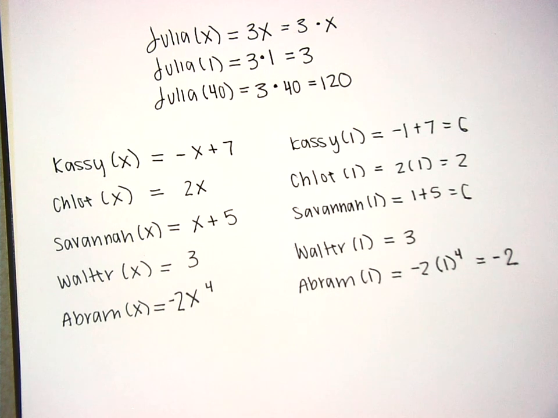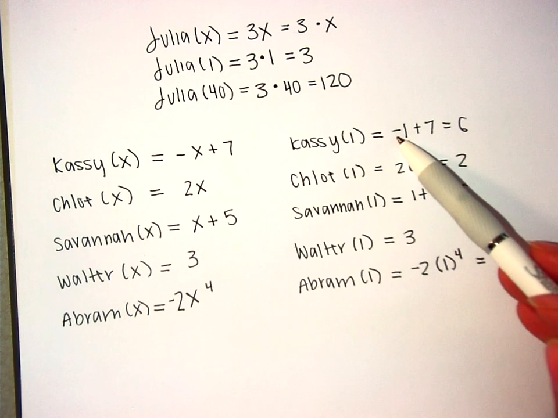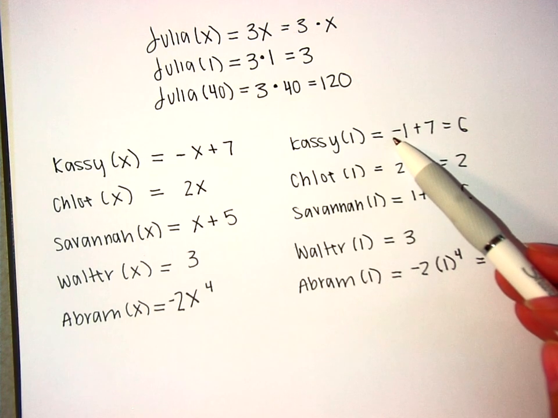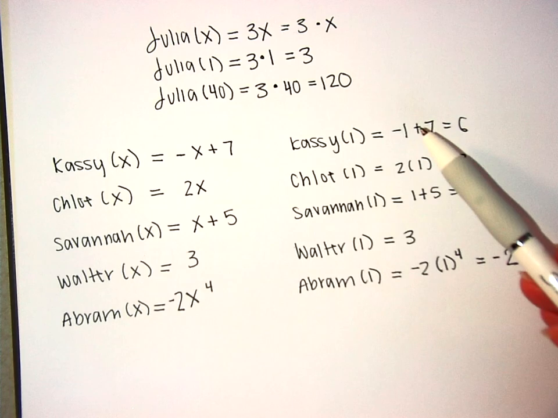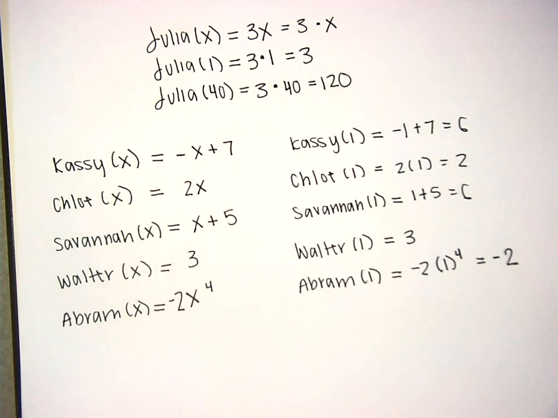Cassie of negative 1. Would be 6. If we have a negative 1, it's a negative times a negative 1. So negative 1 times negative 1 is what? Positive 1. Because a negative times a negative is a positive. So 1 plus 7 is 8. 8 is correct. Chloe of negative 1. Negative 2. Negative 2 is correct.